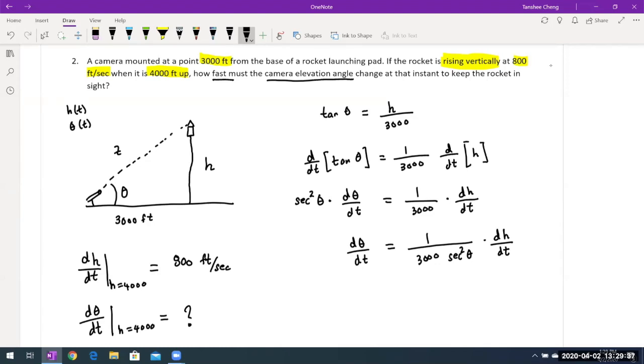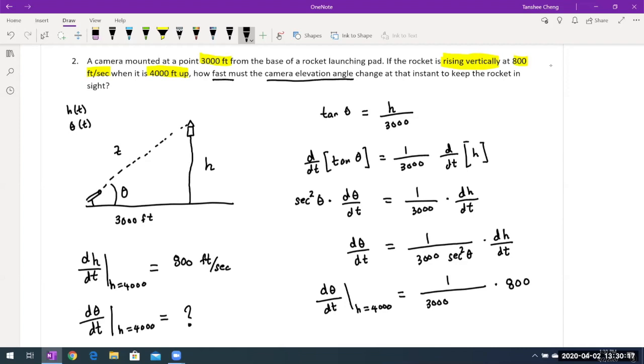Continuing this, what are we looking for? We are looking for dθ/dt when the height is 4,000 feet. At 4,000 feet, I know that the value of dh/dt, the rate of change in height with respect to time, is 800 feet per second. So I have no problem getting this quickly. However, we are missing what? Secant squared θ, this value.